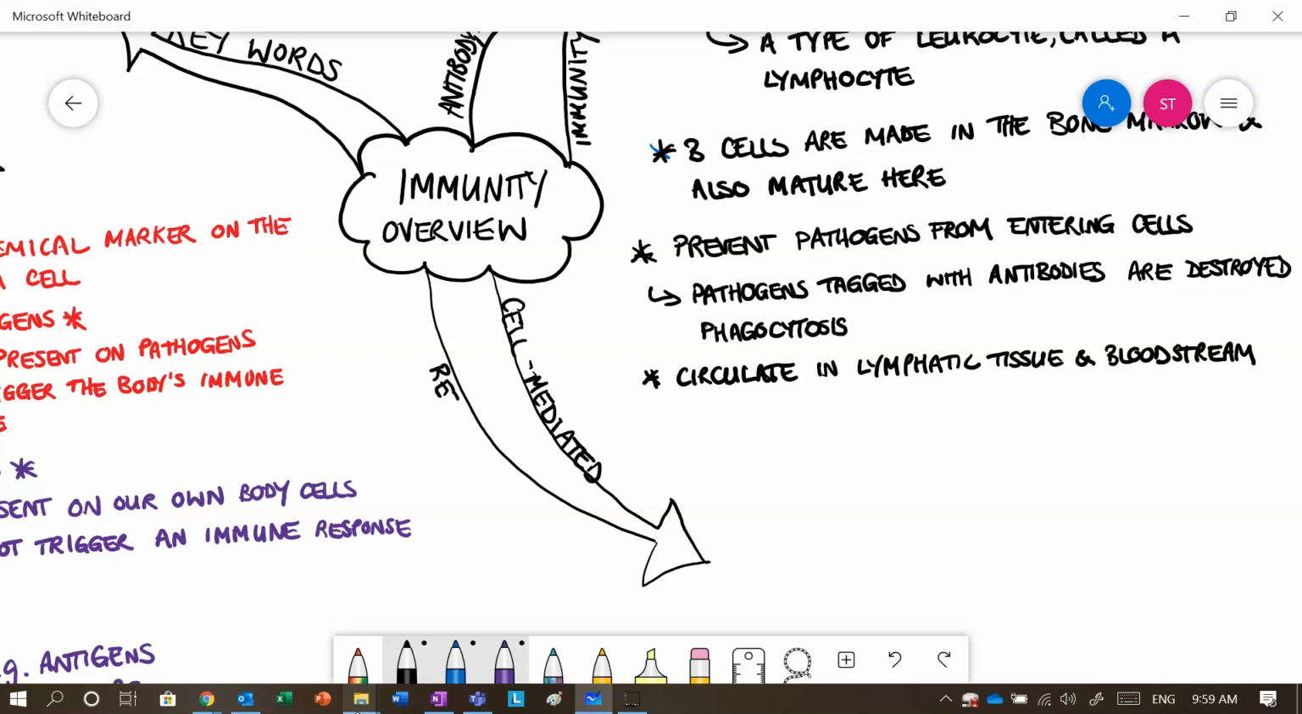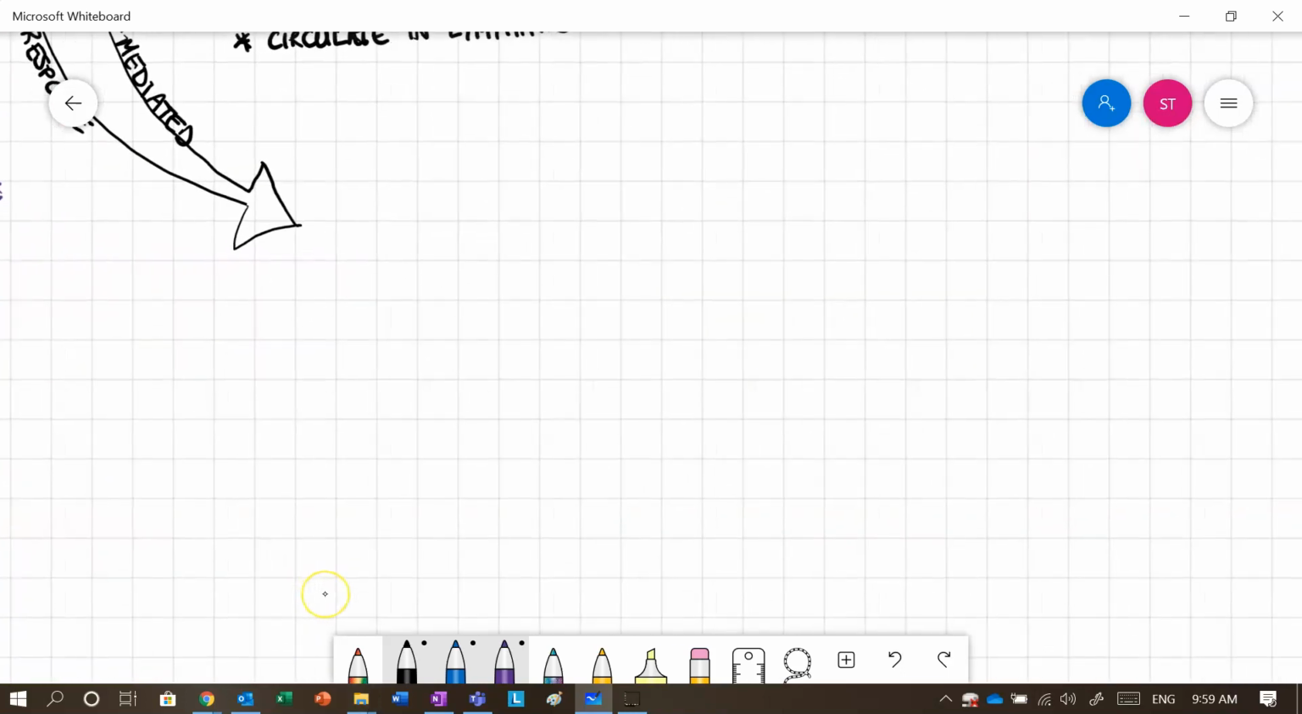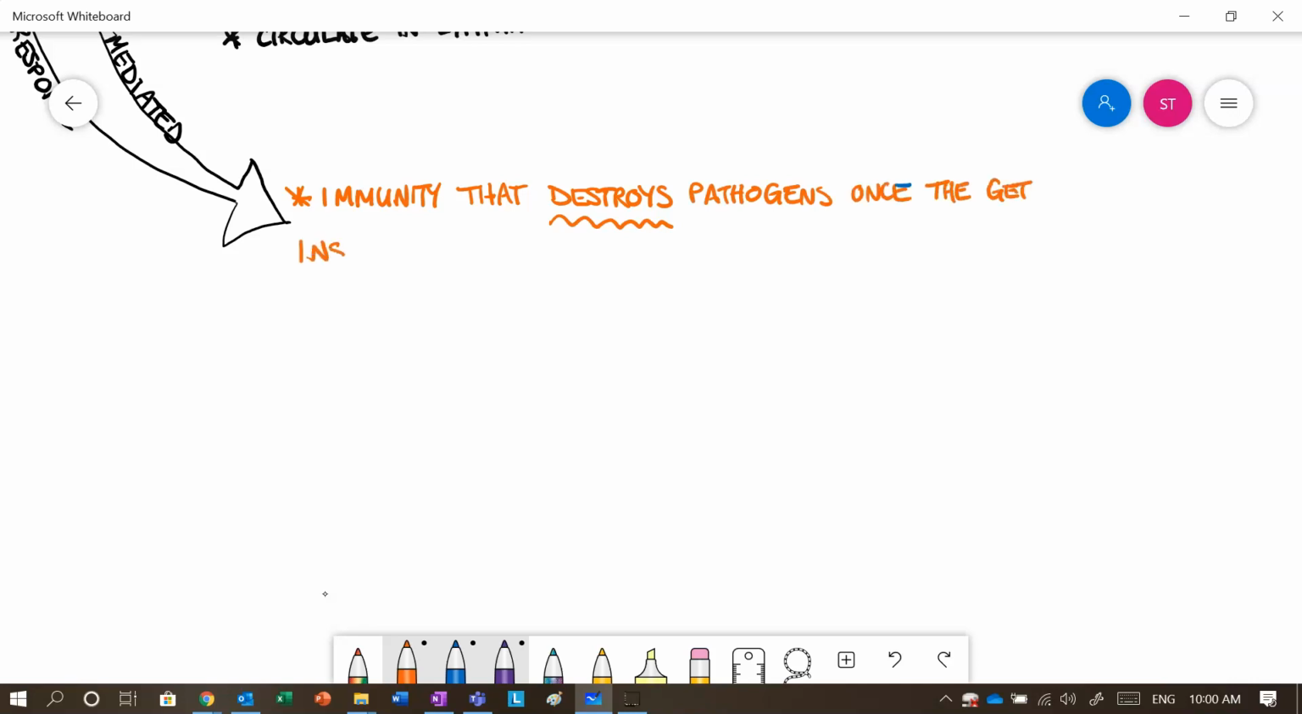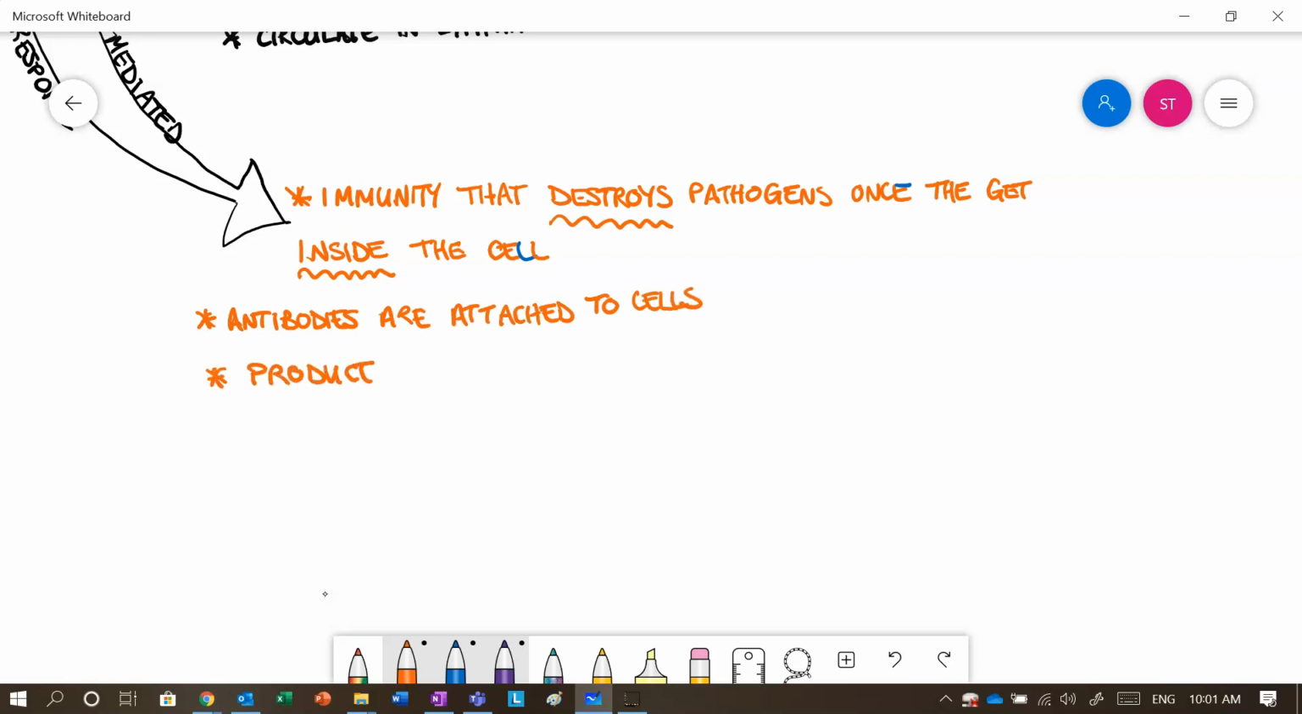Okay, to finish off, we're going to look at the second type of lymphocyte response, and that is the cell-mediated response. Now, this is different to the B lymphocyte response because it's slightly more aggressive. It actually destroys the pathogen, and it has to do that because in this case, the pathogen has gotten inside your cells. So it's got no choice at this point. It really has to destroy that cell and take the pathogen with it. Another difference is that antibodies are attached to the cells. They're not free floating.